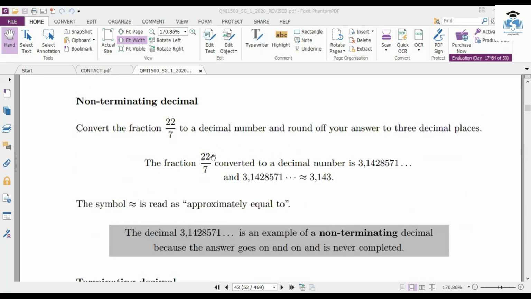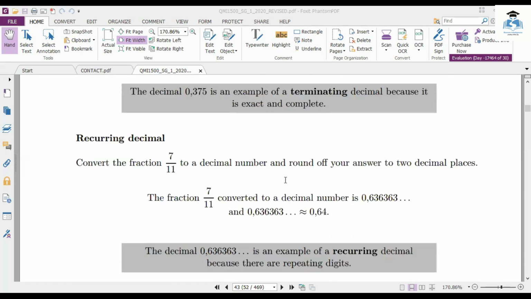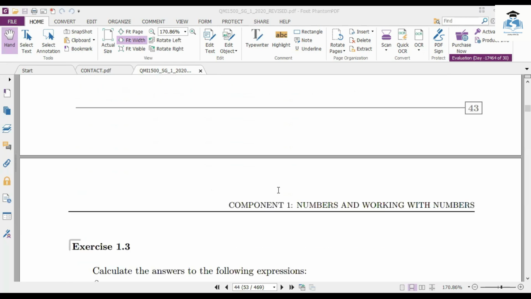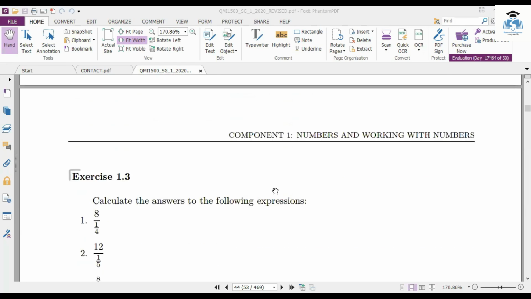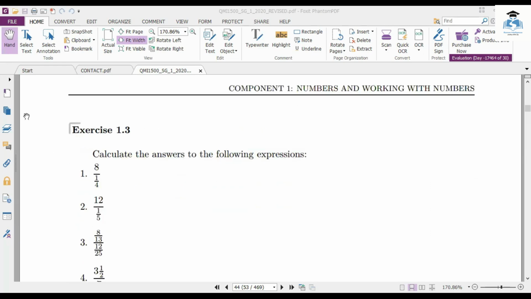Then there is non-terminating decimals. These ones, convert the fraction to a decimal number and round off your answer to 3 decimal places. So that's it. Then we've got recurring decimals. Calculate. Anyone to try?